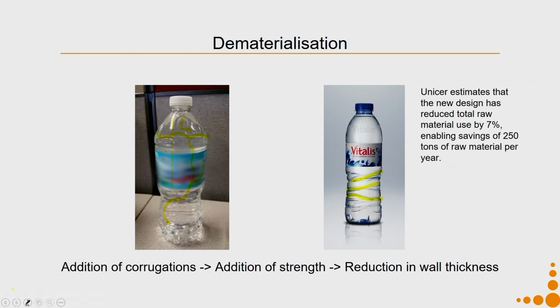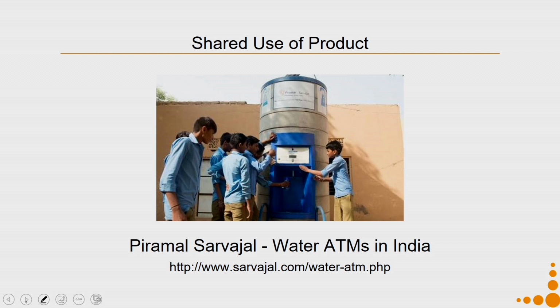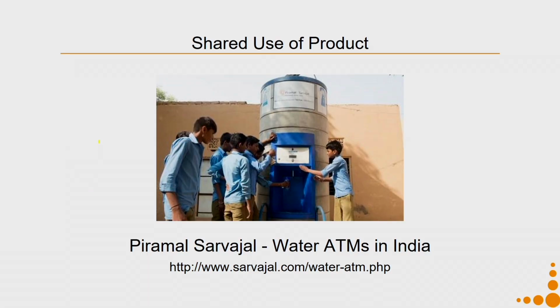Now, let us go to the next strategy, shared use of product. This was another example that we discussed. Why can shared use of product reduce the environmental impact? Because this much amount of material can be shared and used by many people. Hence, we can try to conceptualize products which can have a certain amount of shared usage.